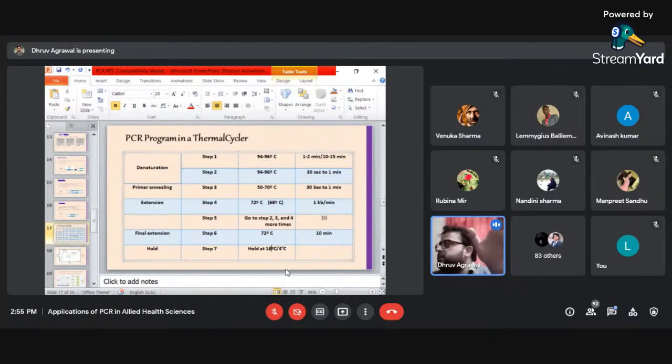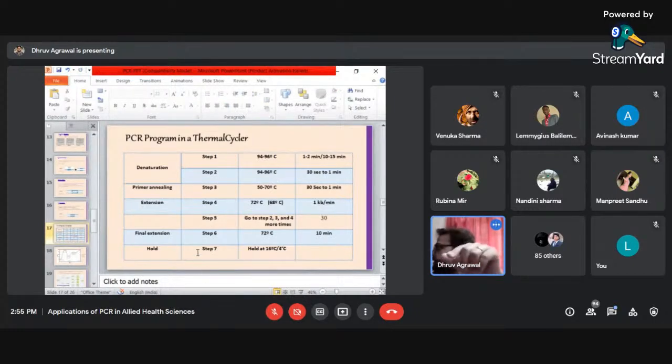For example, say you have set up the PCR reaction at night and you are going to look back in the morning, so you can keep it at 4 degrees Celsius. Otherwise, if you want to hold it for 1 to 3 hours, 16 degrees Celsius is enough for that. So this is the whole PCR process.